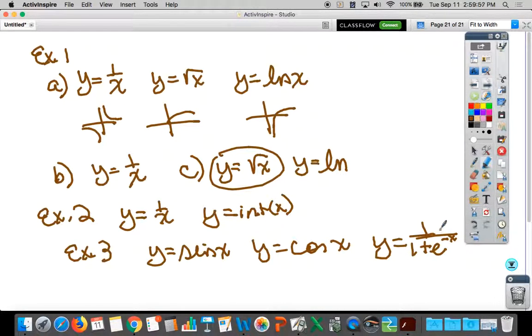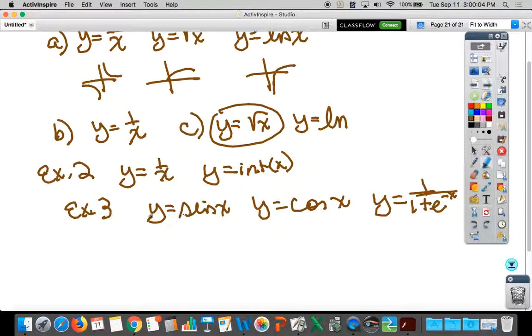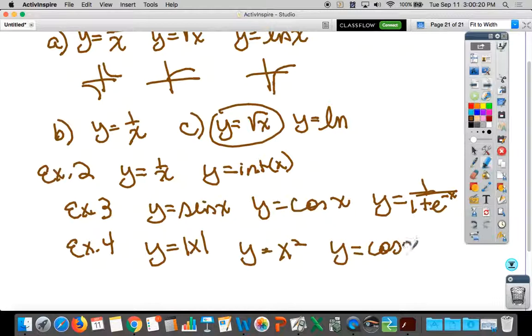All right, very good. And example 4, looking for symmetry. Three of the 12 functions are even. Okay. Can Emma's group tell me any of them or all of them? We had absolute value, squaring, and cosine. Very good. Even means that it can be folded along the y-axis and it's perfectly symmetrical. So any questions about those?